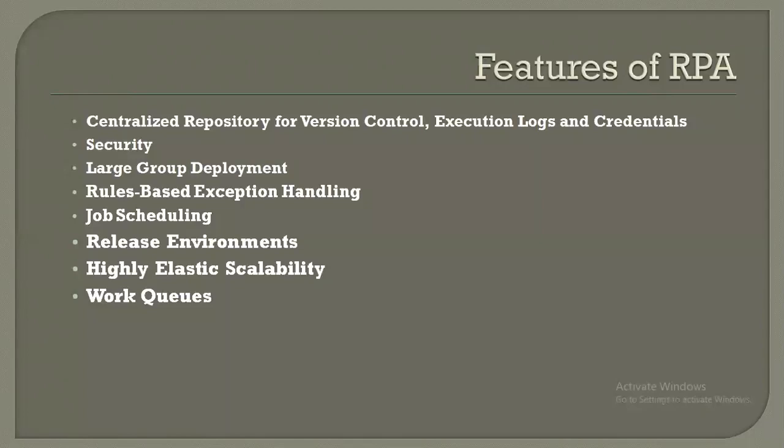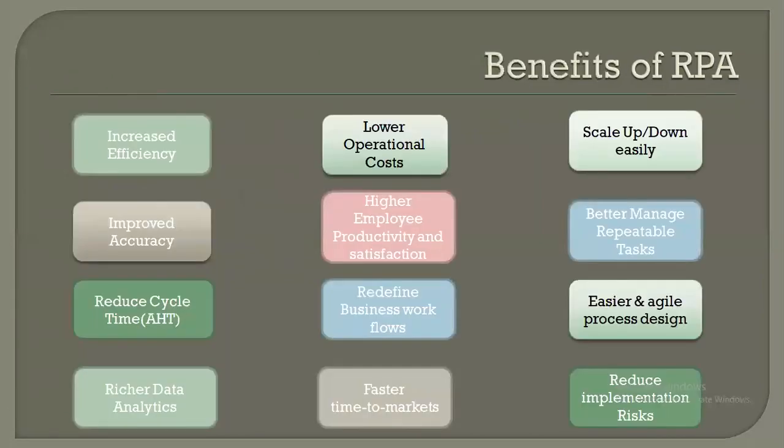The release environments are used to deploy the packages for development, test, and production environments. Highly elastic scalability is to scale up or down the number of robots based on the customer requirement. The work queue is basically to process the transactions by multiple robots. And these are a couple of benefits I just kept here. These are the reasons for selecting an RPA tool.